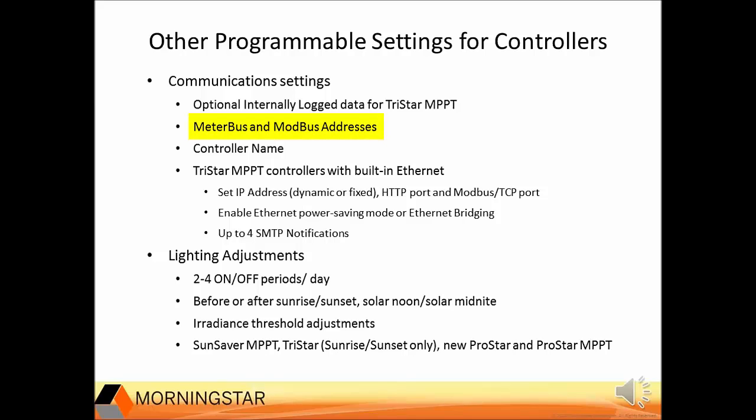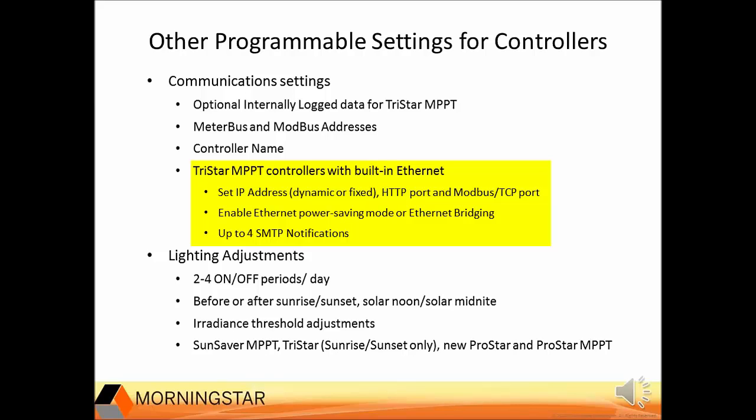And then you're also looking at meter bus and Modbus addresses. When there are multiple devices on a network, each one has to have its own identifier. In some cases, you can also give the controller a name. The TriStar MPPT controllers with the built-in Ethernet also have the ability to set the IP address to a dynamic or fixed address. The HTTP port and Modbus TCP ports can also be set, so you can change those ports.